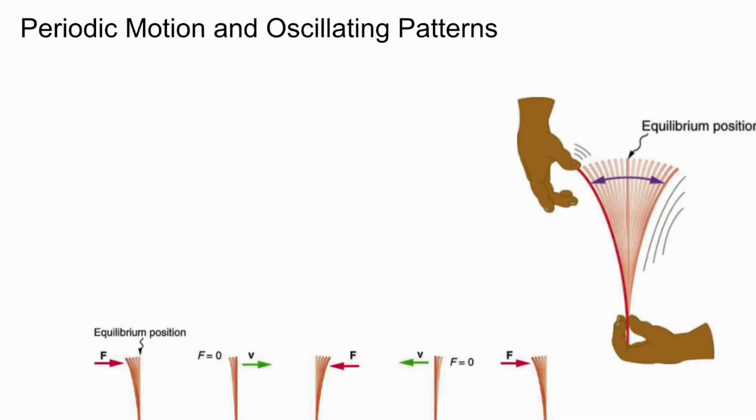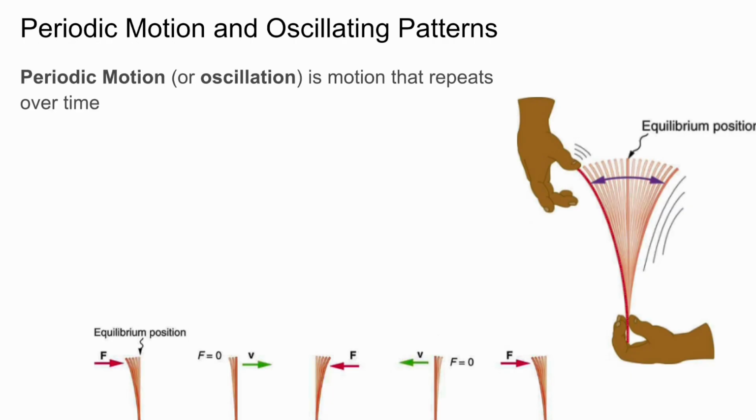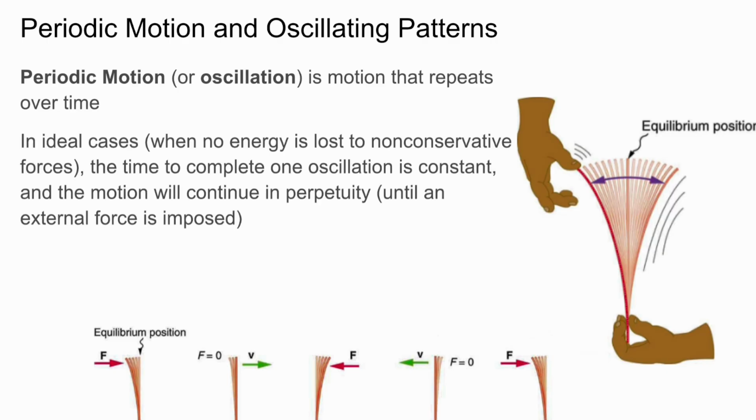All of those systems that we just observed are undergoing periodic motion, or another way to say that is oscillation, meaning that their motion is repeating itself over time. Now, in ideal instances of oscillation, they wouldn't be losing any energy to non-conservative forces, meaning that the time it takes to complete one oscillation would be constant and their motion would continue in perpetuity.